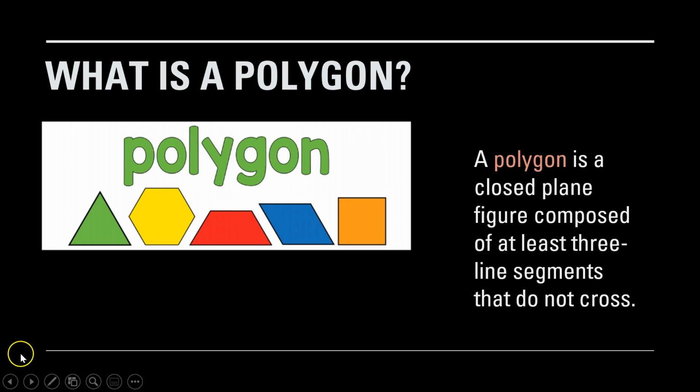First, we need to know what is a polygon. A polygon is a closed plane figure composed of at least 3 line segments that do not cross. When you think about a polygon, I want you to think about the different shapes that you know. Shapes like a triangle or a hexagon, a trapezoid, a rhombus, and a square are all going to be examples of polygons. But not every shape that we know is a polygon.